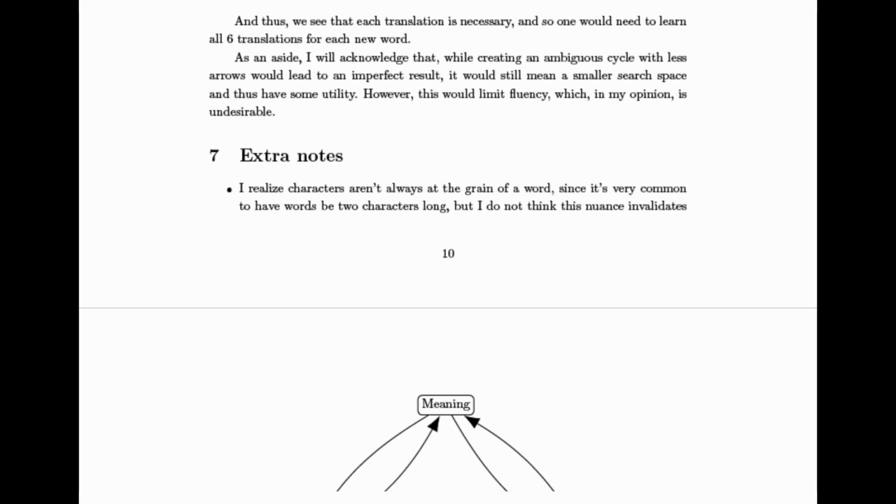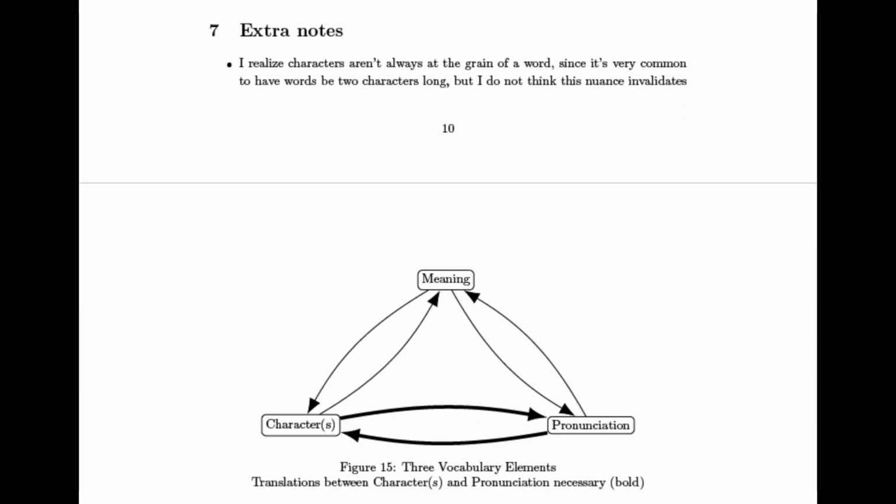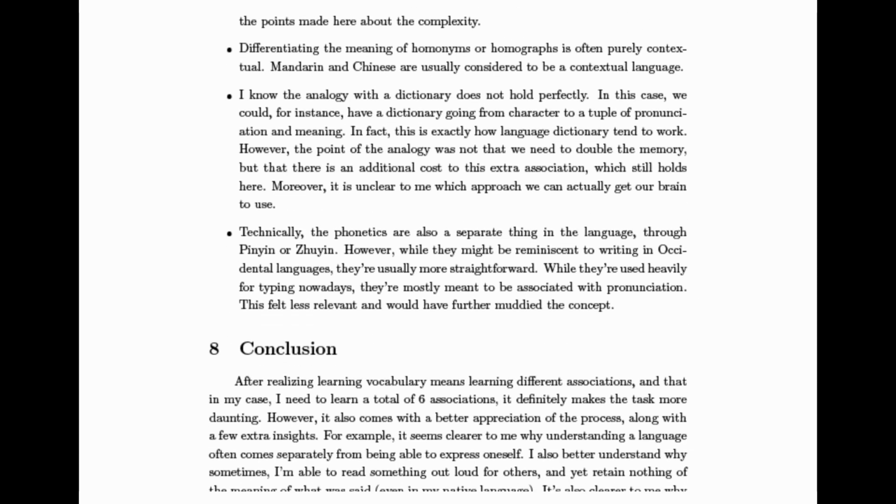each new word. As an aside, I will acknowledge that while creating an ambiguous cycle with less arrows would lead to an imperfect result, it would still mean a smaller search space and thus have some utility. However, since this would limit fluency, this is, in my opinion, undesirable. A few extra points I would like to make. First, I realize that characters aren't always the grain of a word. It's fairly common to have a word made of 2 characters after all. However, I don't think this nuance invalidates the points made here about the complexity.